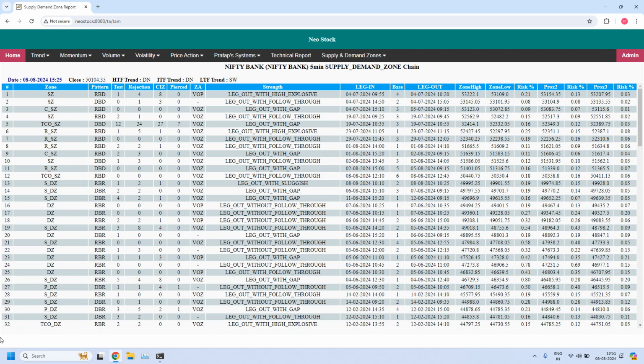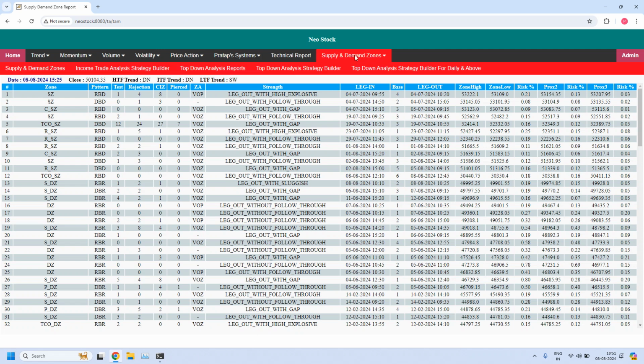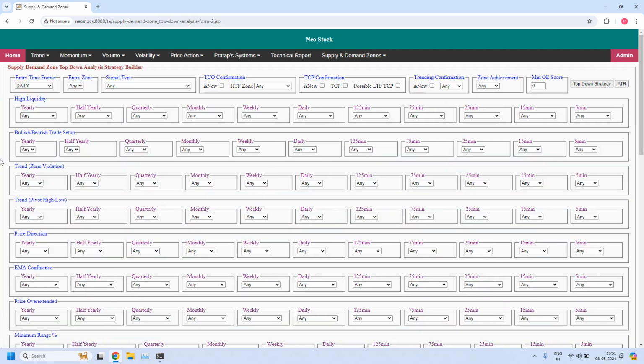So this is about Nifty and Bank Nifty supply demand zone chain. And the next report is about income trades. First let me start with the monthly income trade bullish trade setup. For monthly income trade, entry time frame is daily. For bullish trade setup, entry zone is demand zone.